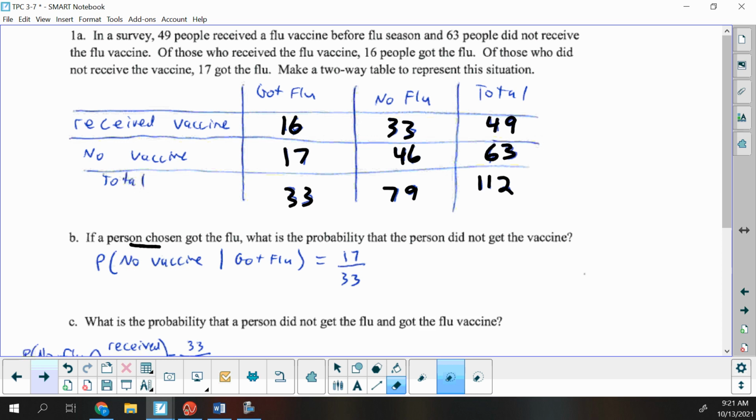If a person chosen got the flu, that means we want to focus only on the got flu column. What's the probability of no vaccine? Well, 17 out of 33.